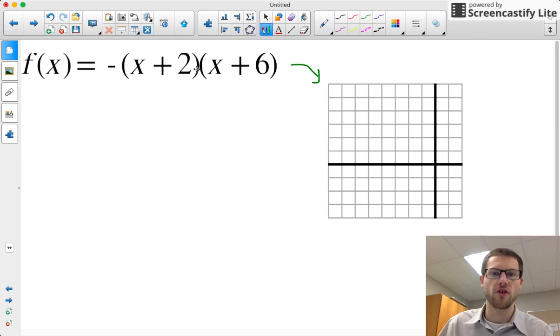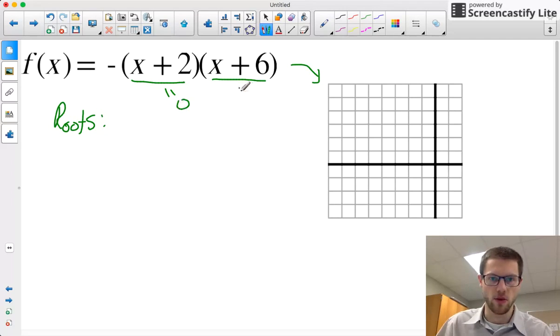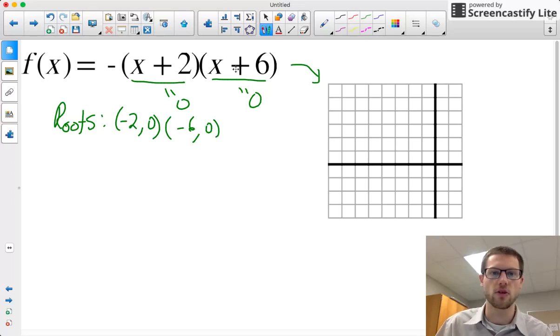So to do that, first, let's establish what our roots are. For the roots, we want to take each factor and set it equal to 0, and think about what x values would make this equal to 0. So if I have a negative 2 in for x here, this is going to be negative 2 plus 2, that's 0. So I've got a (negative 2, 0), and I've got a (negative 6, 0). Those are my two roots.